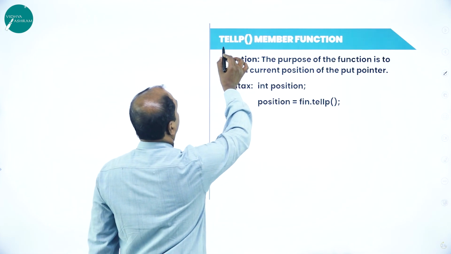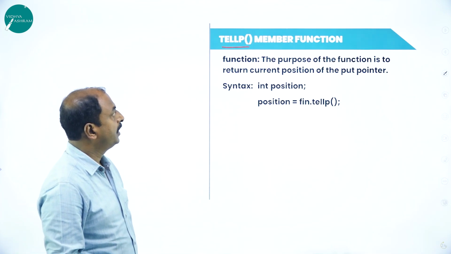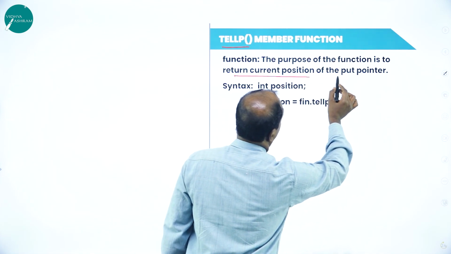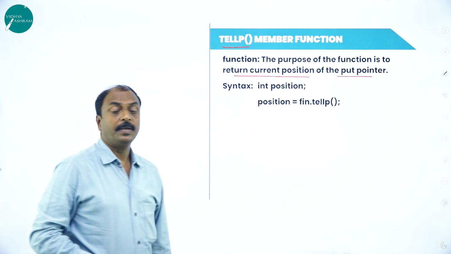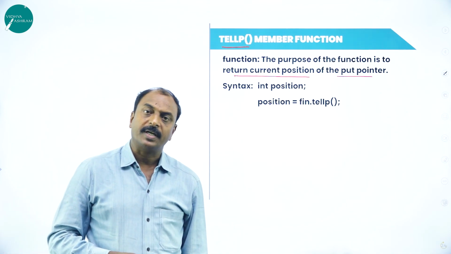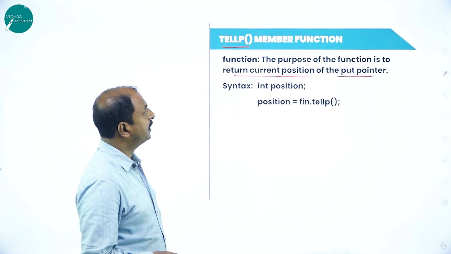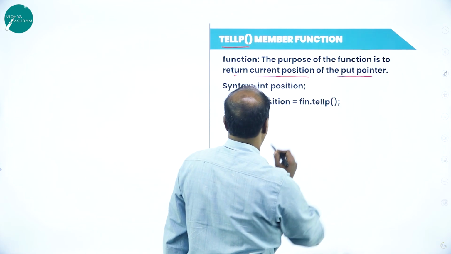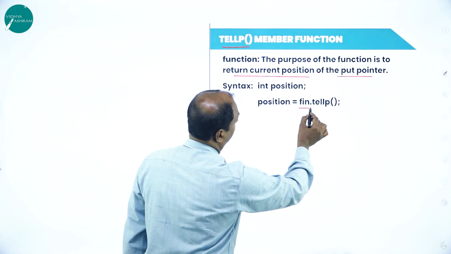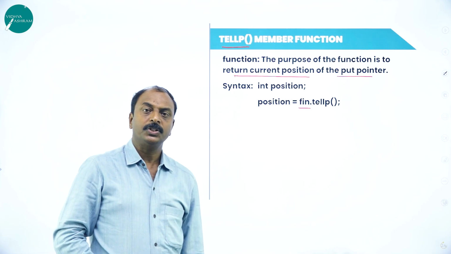Next one is the tellp function. What is the tellp function? This function returns the current position of the put pointer. In the previous slide, the tellg function returns the current position of the get pointer, but the tellp function returns the position of the put pointer. The syntax is int position = fin.tellp(). Here fin is again an object of the respective stream class.